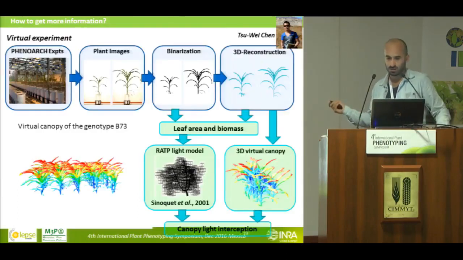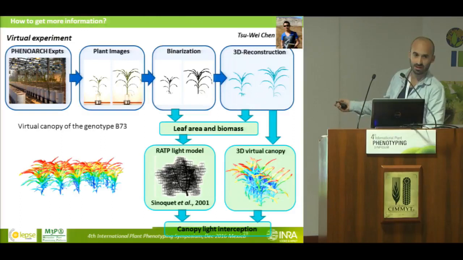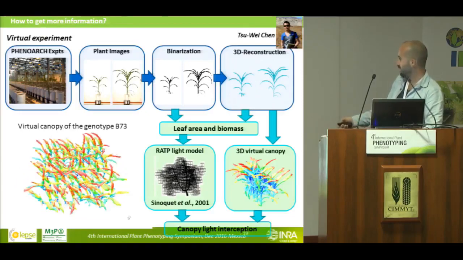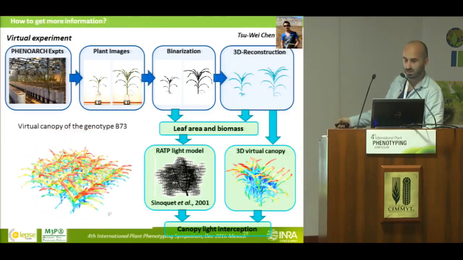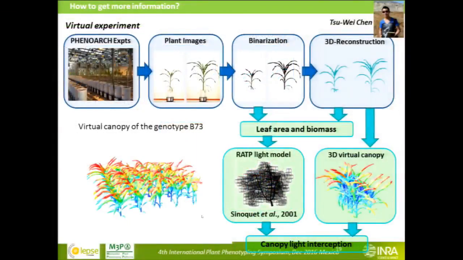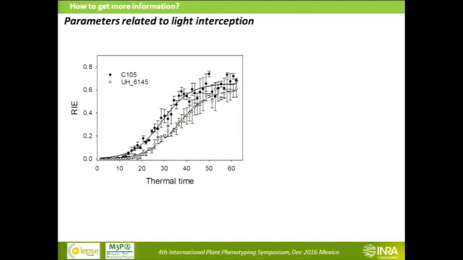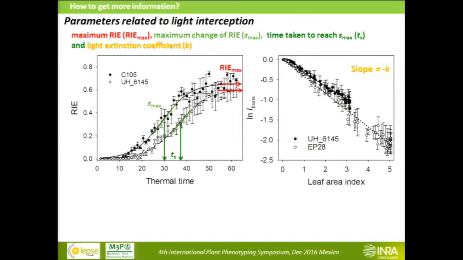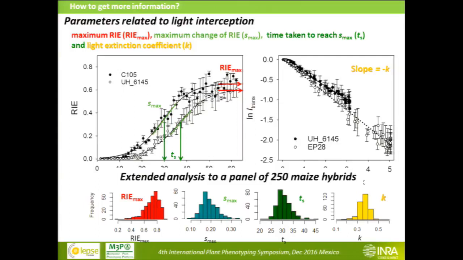So what Xu did was to use the pipeline that I showed before, and he extracted information for every single genotype, and he built a virtual canopy for each genotype. In that case, he extracted all the information of the genotype B73, and he built a virtual canopy that was only of this genotype. And then he used the pipeline for extracting all the light-related parameters for each of the genotypes. And then he could extract different traits like maximum radiation interception efficiency, the leaf area index, and also the light extinction coefficient. And he extended the analysis to a panel of 250 maize hybrids, showing a large variability in all of these studied traits.